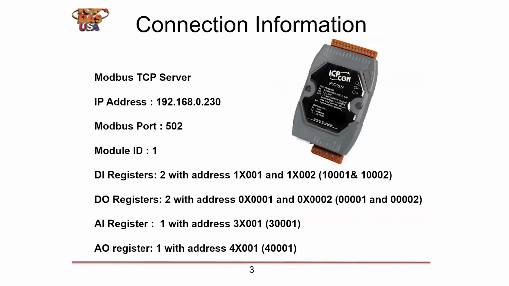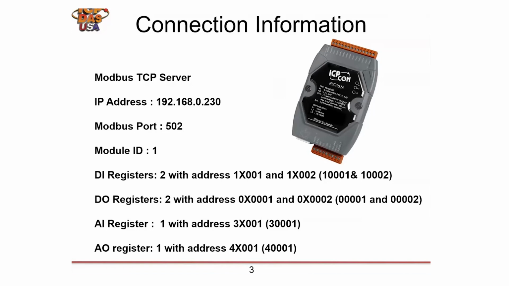Here is a list of the information that I will use to create this connection. The ET7026 is a Modbus TCP server or slave. Its IP address is 192.168.0.230. This has been pre-configured. It's on the same network as the PC with AVEVA Edge. It uses Modbus port 502, and its slave or module ID is 1.